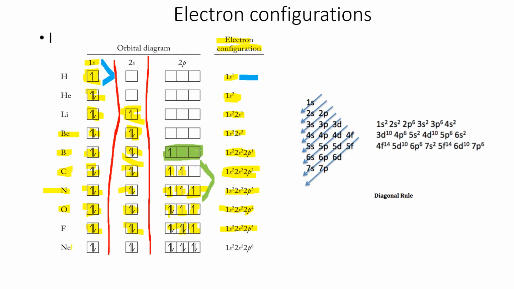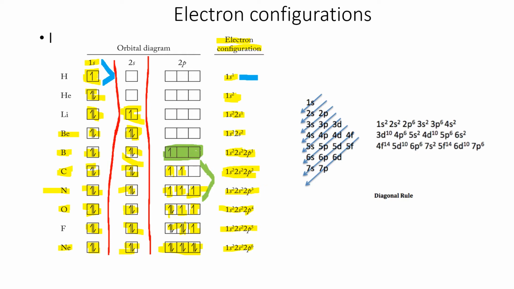When I do neon with 10 electrons, do I still have room in those 2p orbitals? Yes. 1s2, 2s2, 2p6. 2 in the 1s, 2 in the 2s, and now I have all of my electrons paired up in those 2p orbitals. How do we continue? Well, we'd continue the same way we did for the quantum numbers.